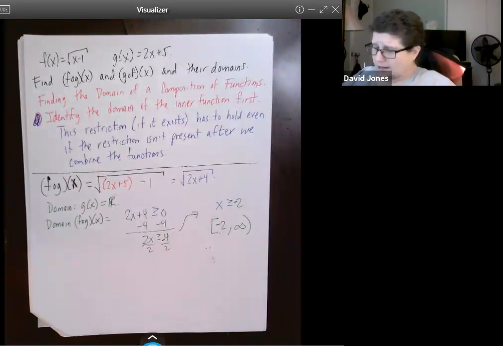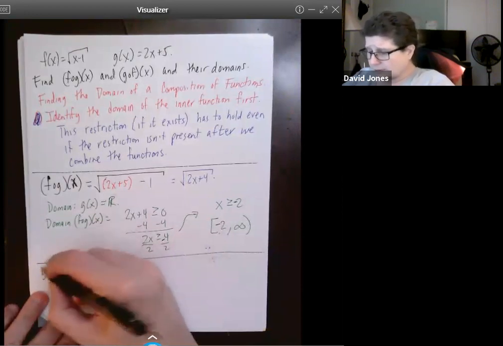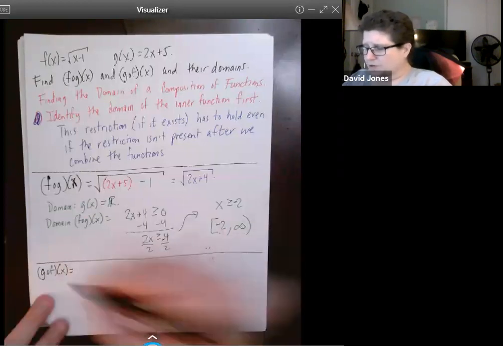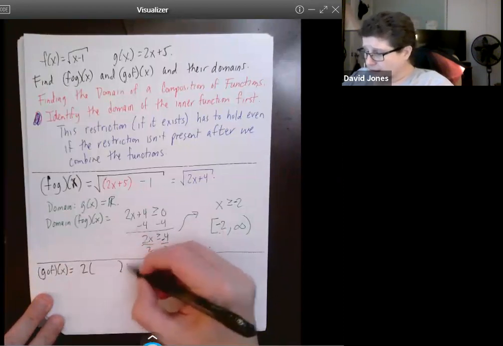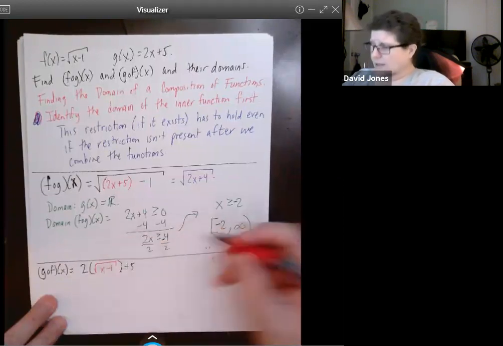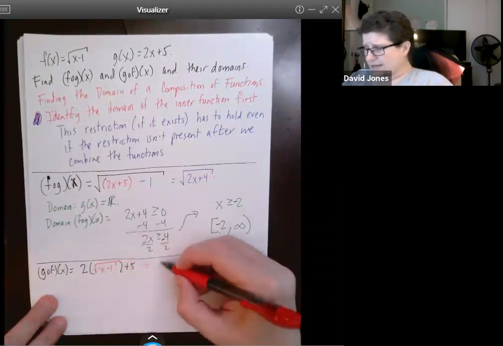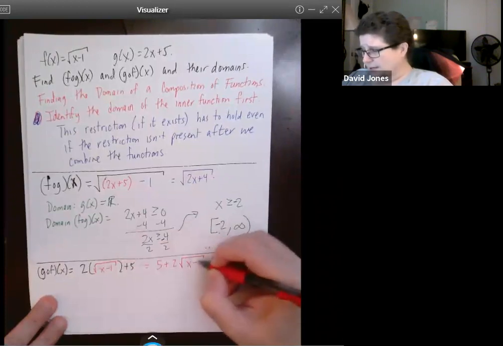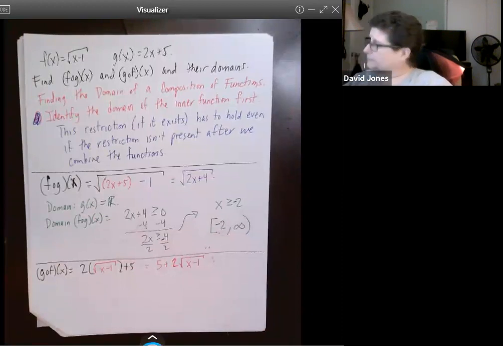Now we'll take a look at g of f of x. f of x is the square root of x minus 1. It goes inside wherever there's an x in g of x. And that actually doesn't clean up at all. It might be easier to write 5 plus 2 square root of x minus 1, simply because then we know the 5 is not inside the radical sign.